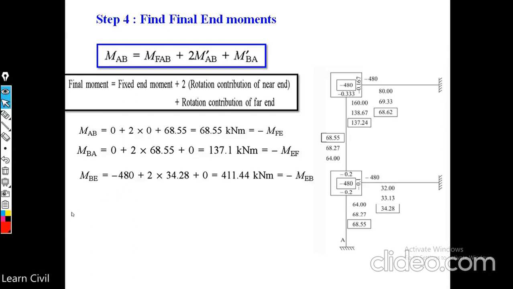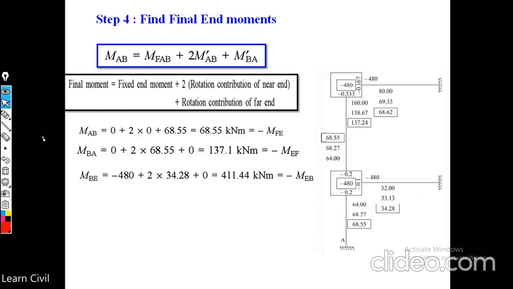Similarly, we can calculate the final end moment for BE. The final end moment BE is equal to the fixed end moment for BE, that is minus 480, plus 2 into rotation contribution at near end. You can see here it is 34.28, plus rotation contribution at far end, here it is 0, so it will be equal to 411.44 kilonewton meter.